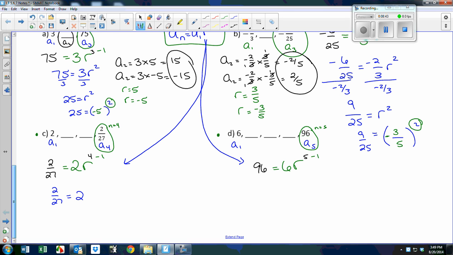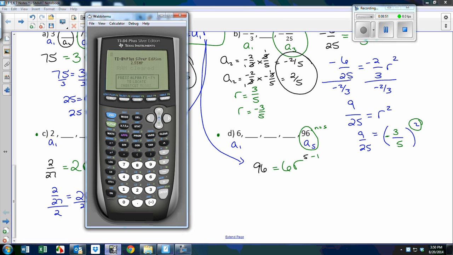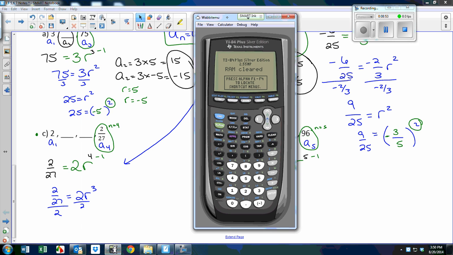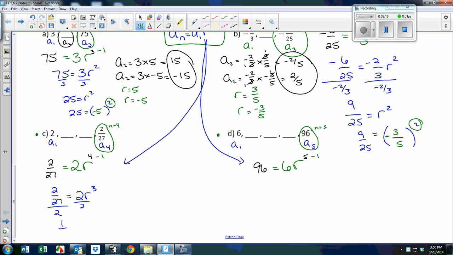2/27 equals 2r cubed. So we're going to divide by 2 to both sides. I would like, again, for you to be able to do this in your head, but just in case we need to, 2/27, parentheses, 2 divided by 27, divided by 2 is really multiplying by 1/2. Yeah, dividing by 2 is multiplying by 1/2. So those 2's are going to cancel, and you're going to be left with 1/27. But again, if you're not comfortable doing that in your head, you take 2/27, the fraction, divide it by 2, hit math, enter, enter, and 1/27 is your r cubed.